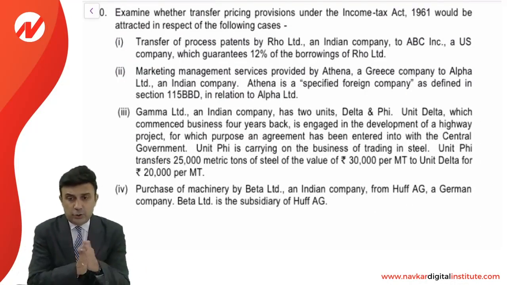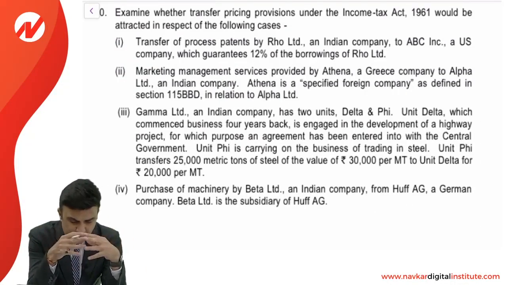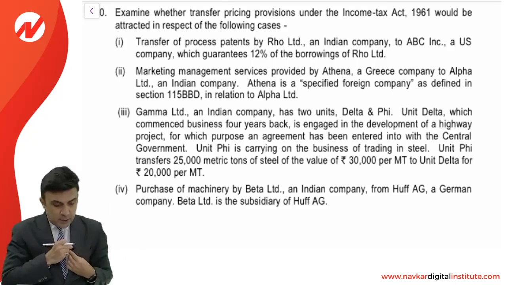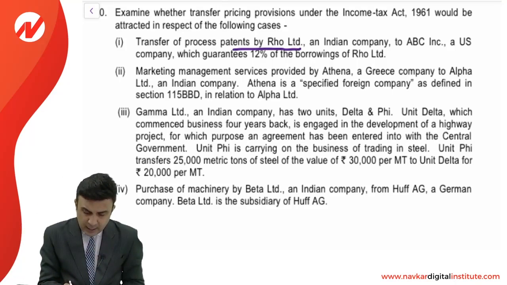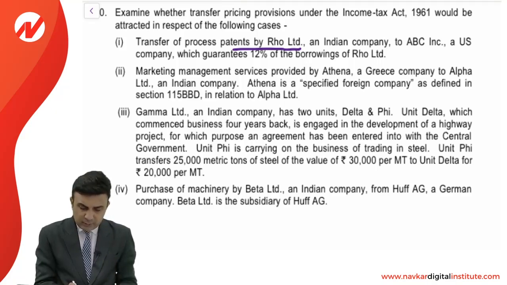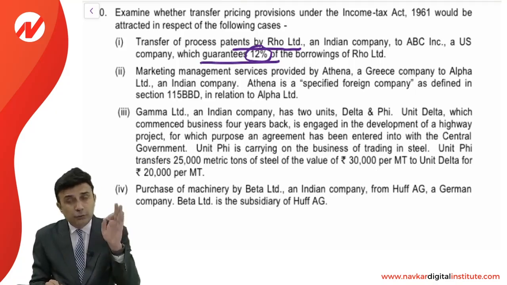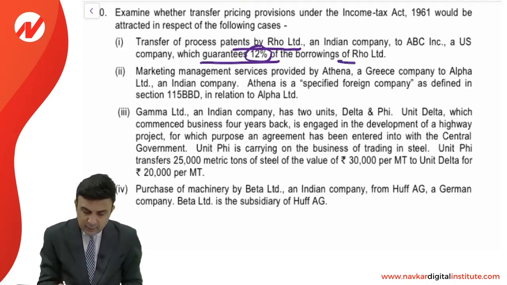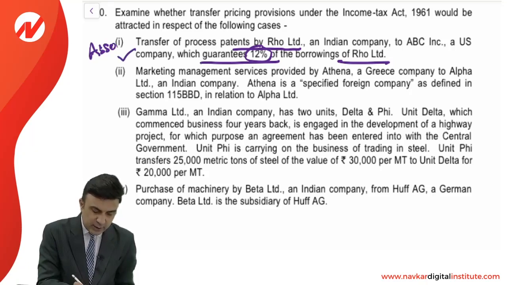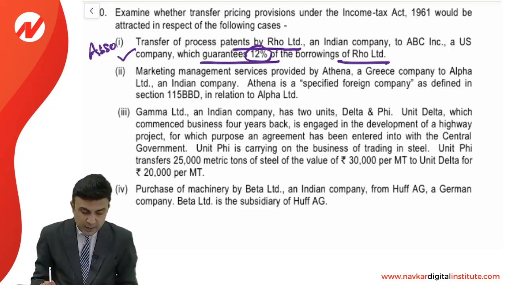The last one to close. Examine whether the transfer pricing provisions under the Income Tax Act would be attracted in respect of the following cases or not. The first one, transfer of process of patent by RHO Limited, an Indian company, to ABC, a US company, which guarantees 12. If it guarantees 10% or more of the total loan borrowed by the company, then they will become associated. As they are associated, the transfer pricing will be definitely applicable.